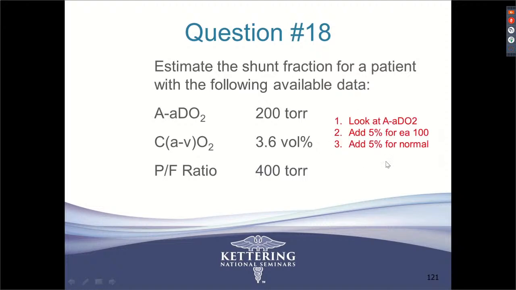Here's our steps, just in case you forgot. We're going to add 5% for each 100. So we got 2 100s in here. So that's going to be 5 times 2, which is going to be 10%, right? So that's our abnormal shunt, it's 10%. And then I got to add that abnormal shunt to my normal shunt. So 10 plus 5 is 15. So that's my answer. I'm looking for 15.